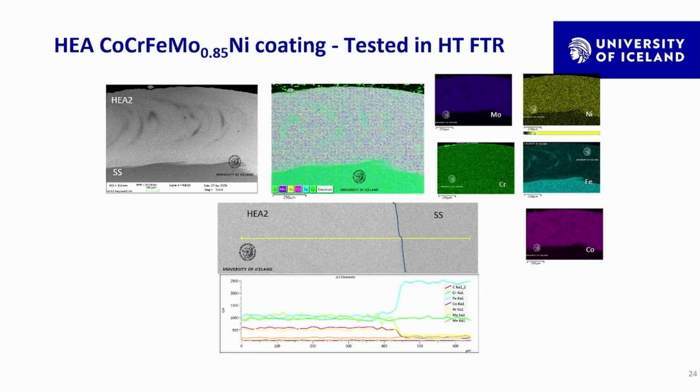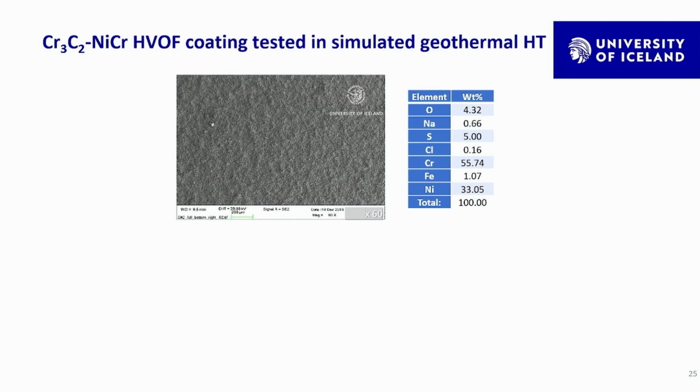But we also see chromium and oxygen content increased at the surface, indicating a thin chromium oxide layer forming on the high entropy alloy coating. And if we look at the cross-section, as you can see here, there's a continuous and smooth interface between the coating and the substrate material. We can see no obvious damage or cracks or localized corrosion. And so it's a promising result for the high entropy alloy.